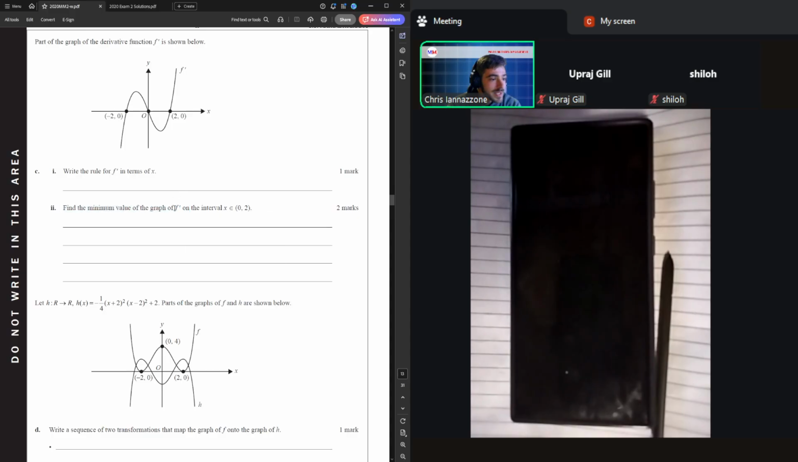Minimum value of f dash on the interval 0 to 2. So yes, we're doing minimum value, not of f, but f dash. That'll definitely catch out some people in the real deal. Good news is we have a graph here that we can actually just have a look at and be like, oh yeah, minimum value from 0 to 2, it's that thing right there, which I'm assuming you guys can see my cursor. So that'll inform how you go about that. 2 marks, so show some working.